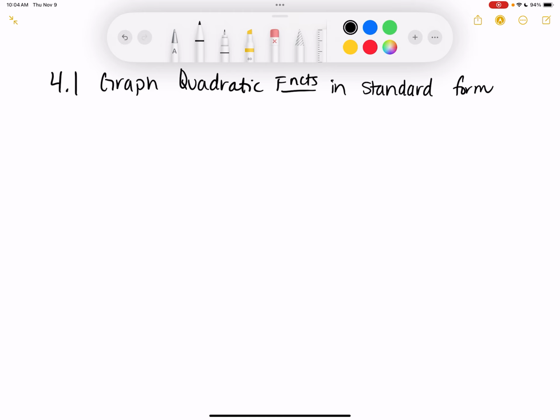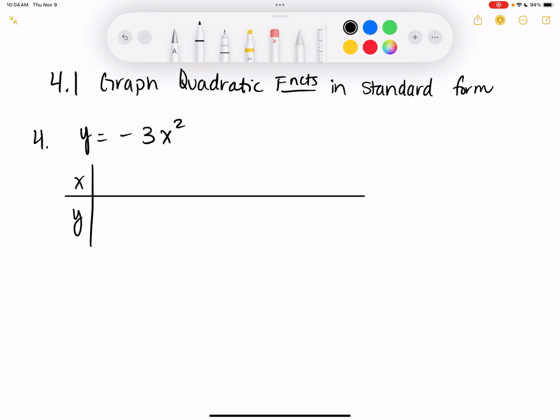All right, so the first problem says to copy and complete the table of values for the function. They give us the function y is equal to negative 3x squared. And then the table, they give us the x values, and we have to figure out the y values that go in it. So they go from negative 2 to 2.